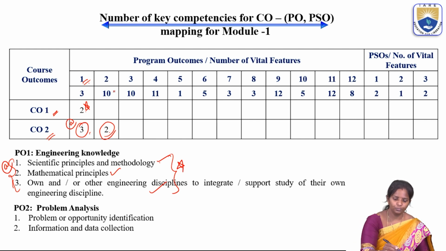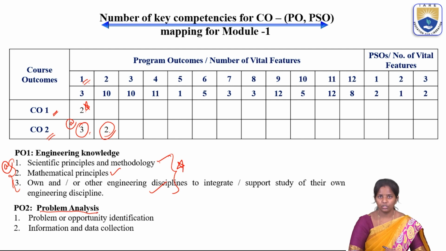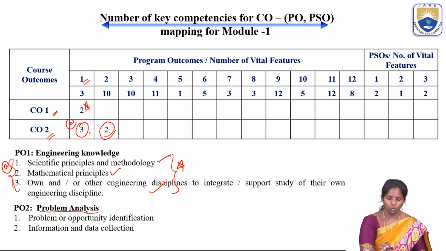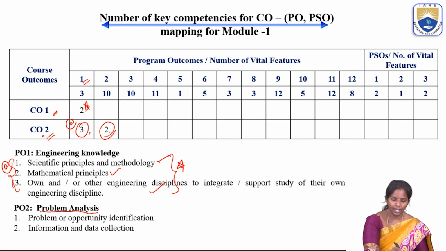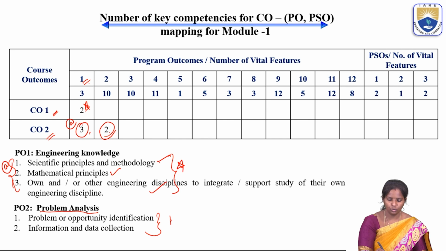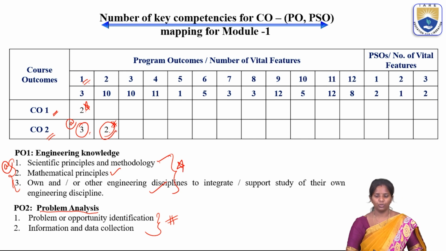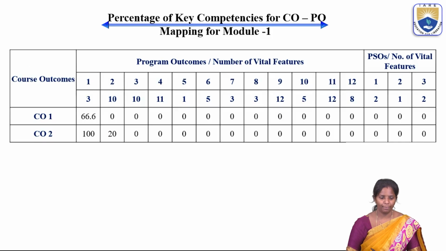For PO2, we have only problem analysis. So does course outcome 1 have problem analysis? No. So we don't have a number here. Only course outcome 2 has problem analysis. It has 2. If we take this, only this is matching. So that is how the program outcomes and the vital features are mapped.